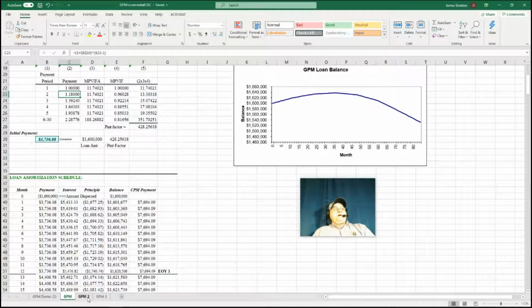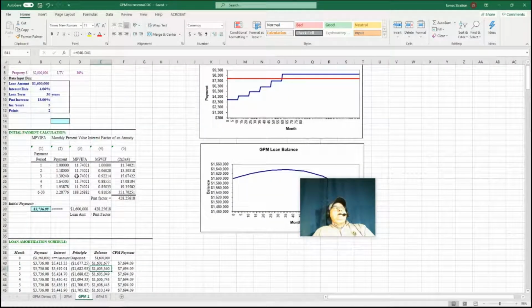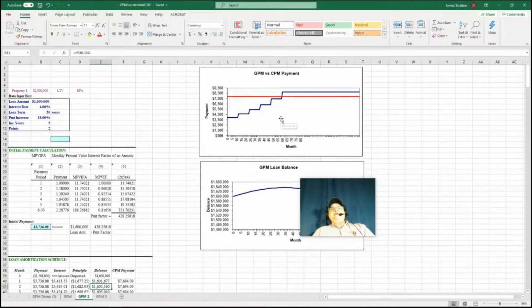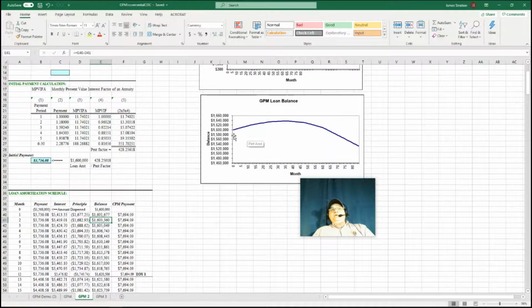Let's take a look here at 2. And here we've changed it a little bit. We've added 2 points to this, and it's changed just a little bit. It's spread it out a little bit further. The stair step is a little bit flatter, okay? Same thing on the note. You notice that the note itself is kind of flattening out a little bit more, all right?